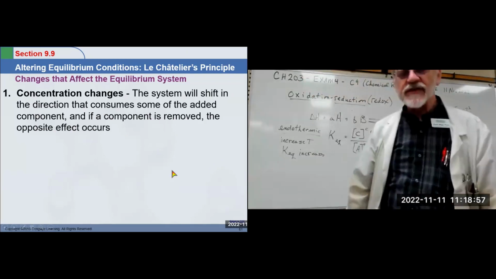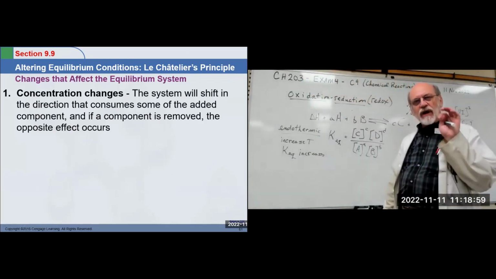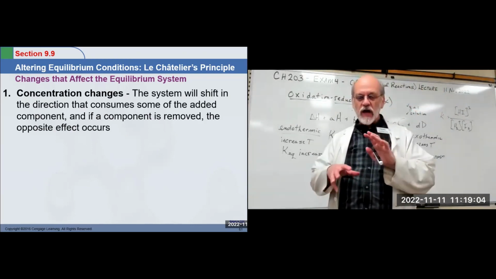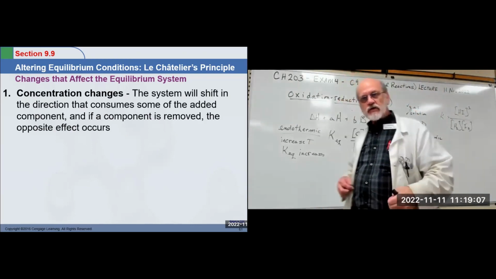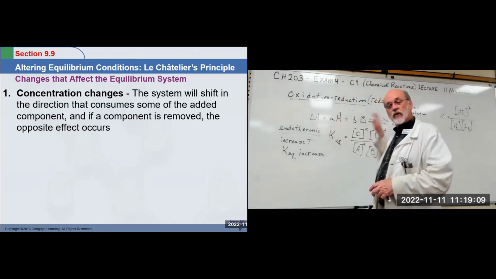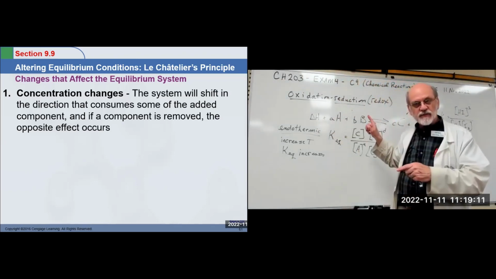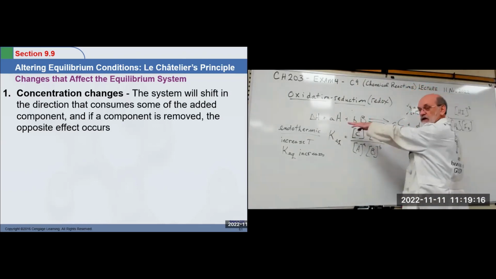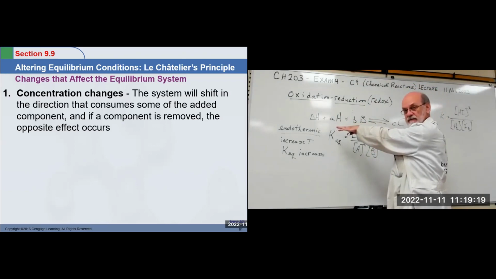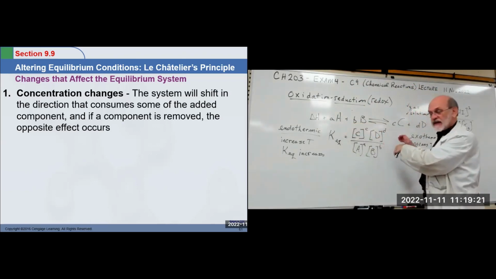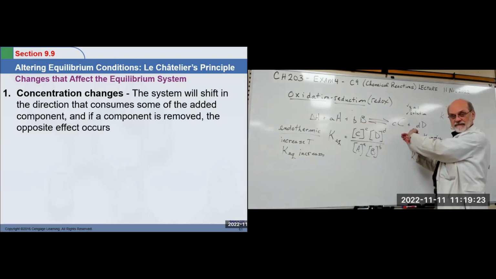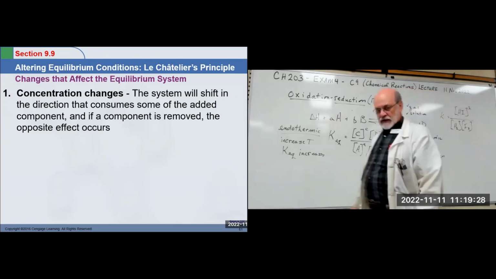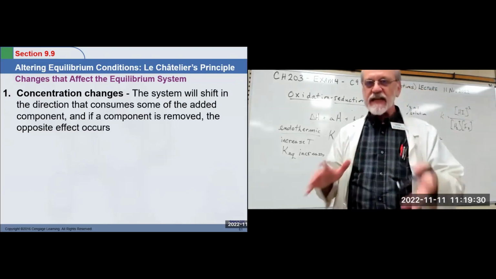Okay, what kind of stresses can we impose upon an equilibrium system? We've already talked about concentration changes. So if you change the concentration of any of the reactants or the products, then the system will respond. Say if we increase C, the shift will be toward A and B. If we decrease C, the shift will be towards C and D, trying to replace some of that C. So concentration effects are fairly easy to come by.